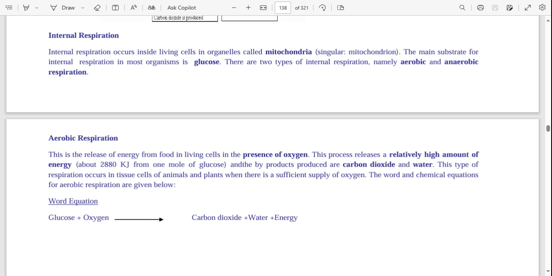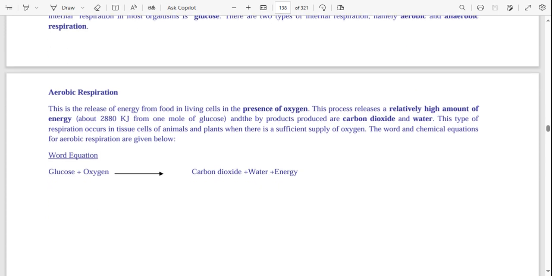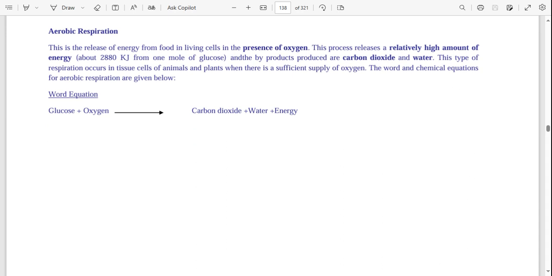The main substrate for internal respiration, what we use to make energy in the body, is glucose. There are two types of respiration, aerobic and anaerobic. We can make energy from glucose using oxygen or without oxygen. Starting with aerobic respiration: aerobic respiration is the release of energy from food in living cells with what? With oxygen.